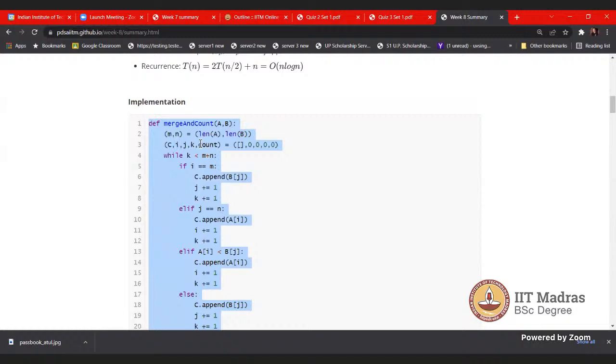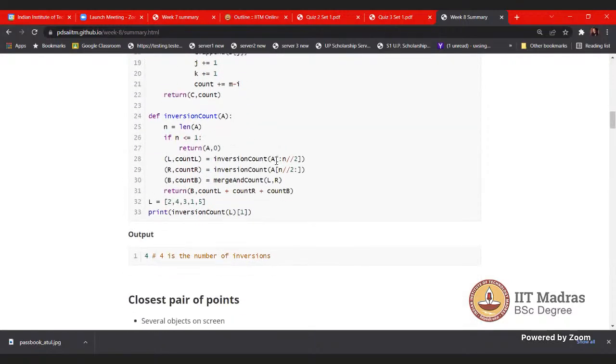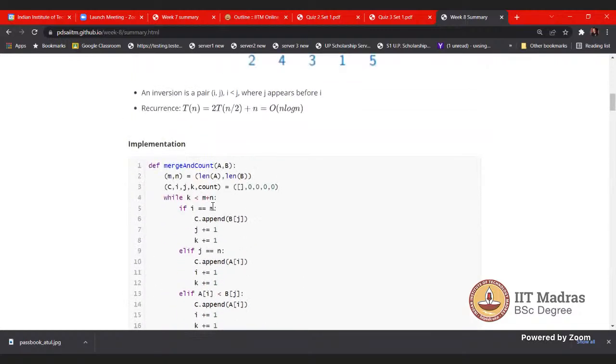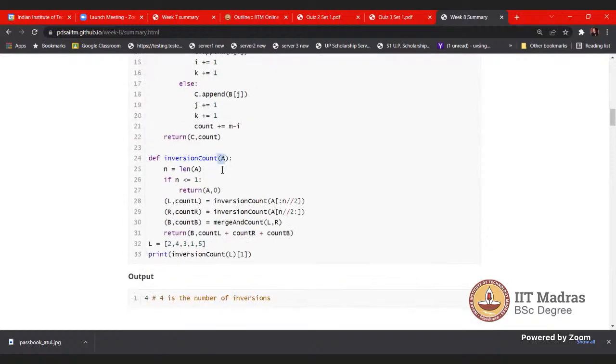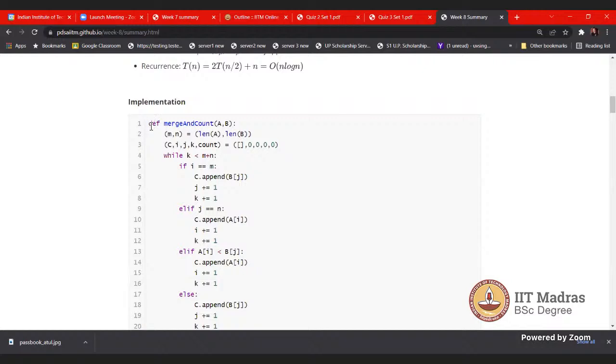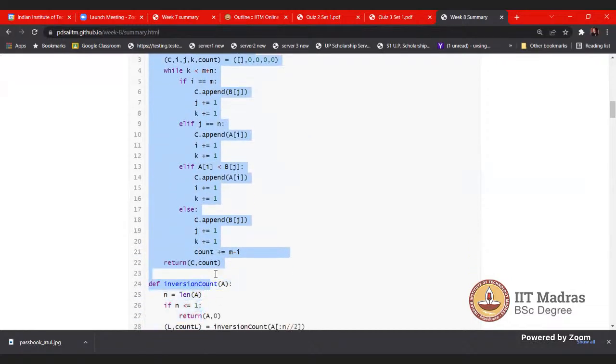Because we are calling this merge and count on the list after dividing. If you combine a and b, you will get the actual list after the first call. For example, if we have a list, the complexity is m plus n. Here we are calling this function from the a list, so a is the initial list. The length m plus n becomes the main n, the length of A. So we can say that the time complexity for this merge and count is n.